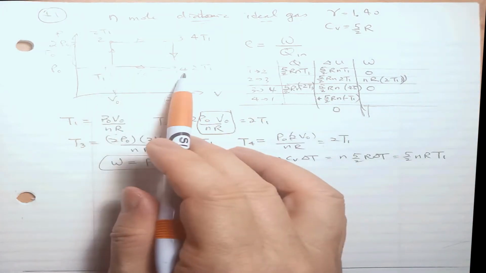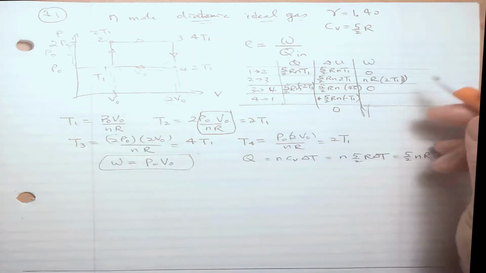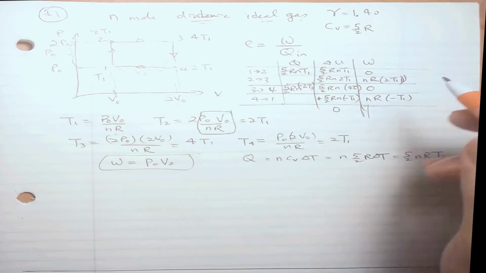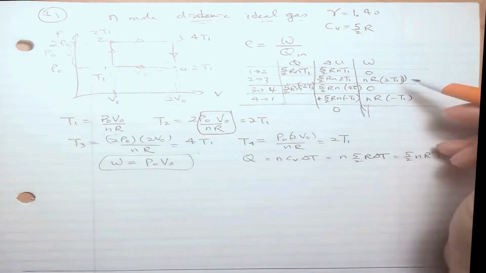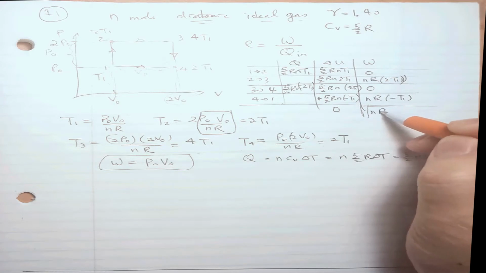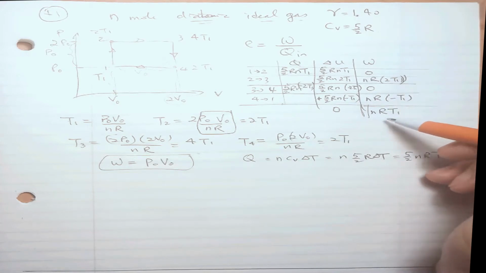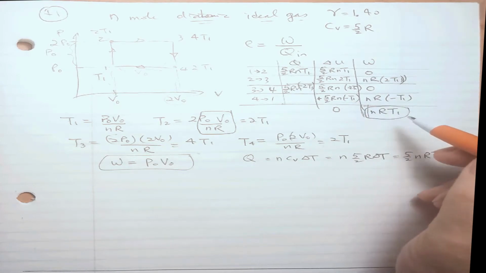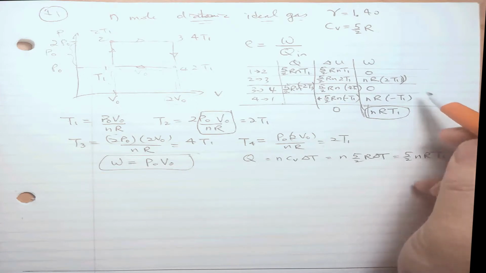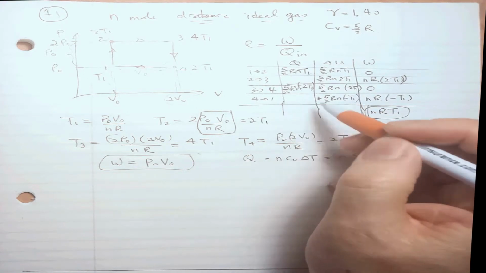So 2 T1. And from here to here, though, is a drop of 1 T1. So the work would be nR times negative T1, a drop of T1. So if you add these up, you have nR T1, because 2 T1 minus T1 is 1 T1. So this is the total net work done. And what about the net heat?